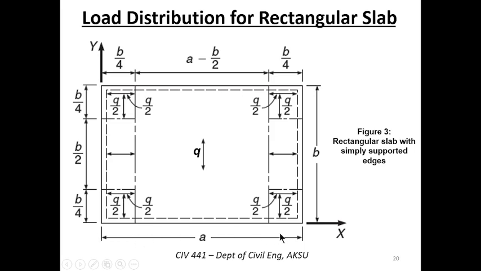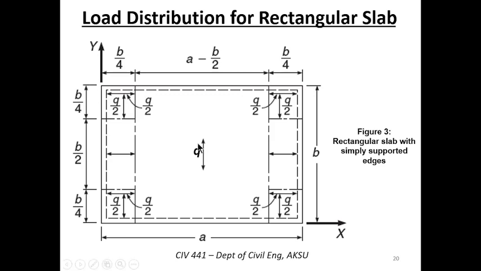But in the long direction is A. You see how the H is B over 4, this other H is B over 4, but the middle part is A minus B over 4. So that is the dimensioning for rectangular slab.